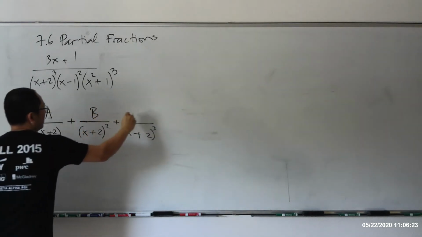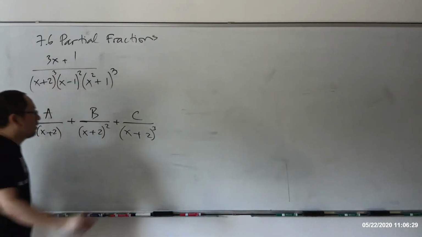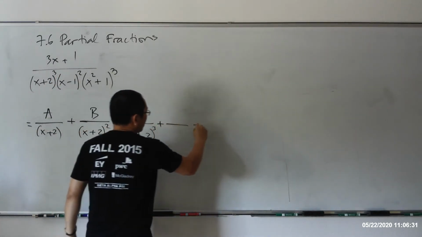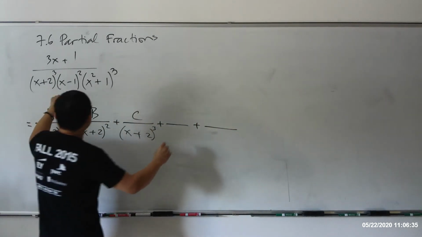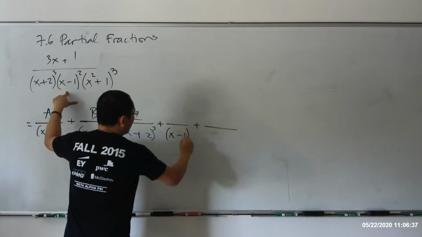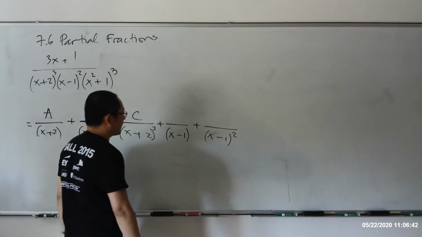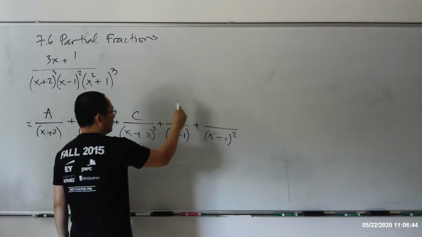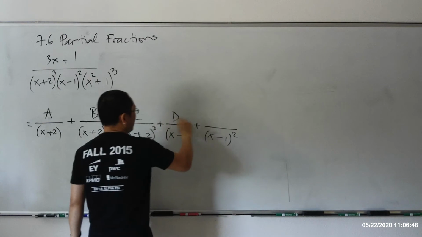So linear up to multiplicity, the numerator is going to be just degree 0, so numbers, A, B, and C. And similarly, the second factor is x minus 1 with multiplicity 2. So I am looking at 2 possibilities for the second factor. I got x minus 1 or x minus 1 squared. And of course, linear up to multiplicity, I have just a number on the numerator, so it's going to be D and then E.